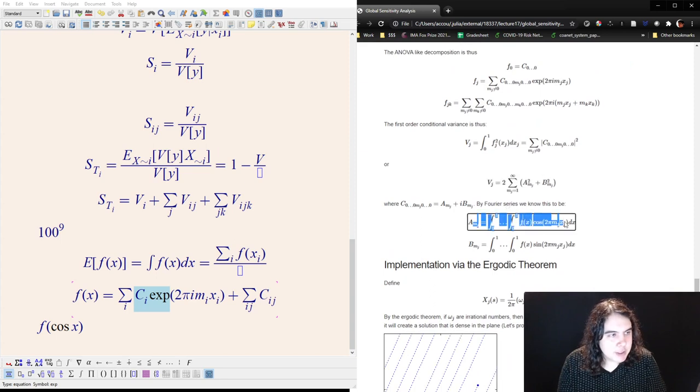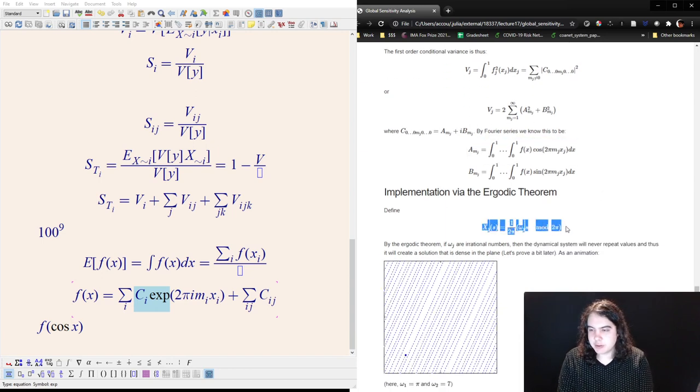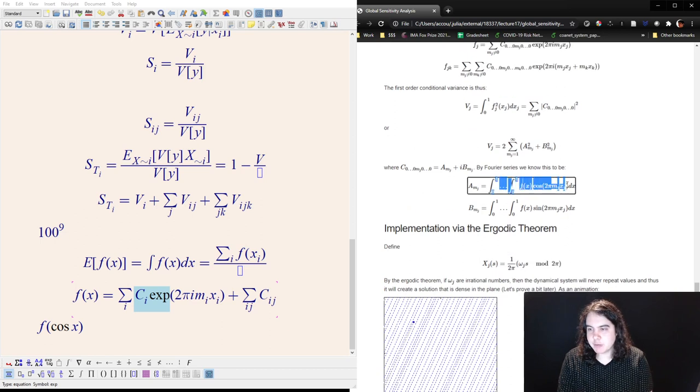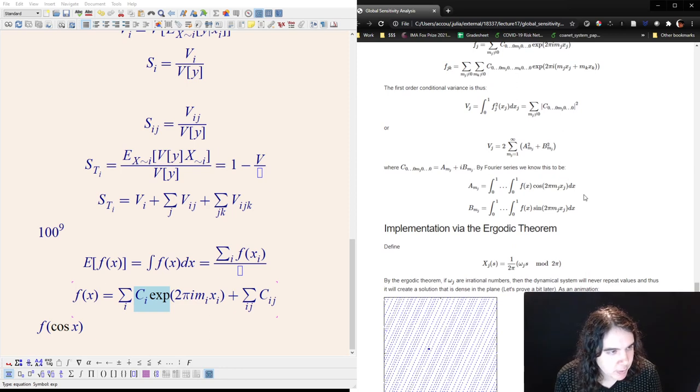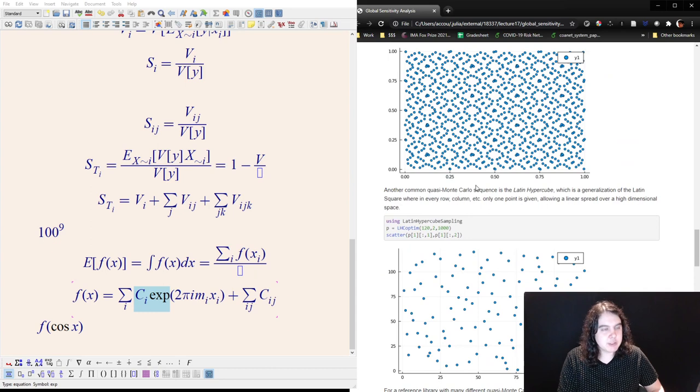So why is this integral so useful to look at? It turns out that you can do this implementation by the ergodic theorem. Here we want to do a very high dimensional integral, an integral in 10 dimensions. We discussed how we can do that by sampling points using quasi Monte Carlo sequences, which converges like O of 1 over n. But we know that if you use something like a Gaussian quadrature or a Clenshaw-Curtis quadrature, these highly optimized one-dimensional quadratures converge at a much higher rate.